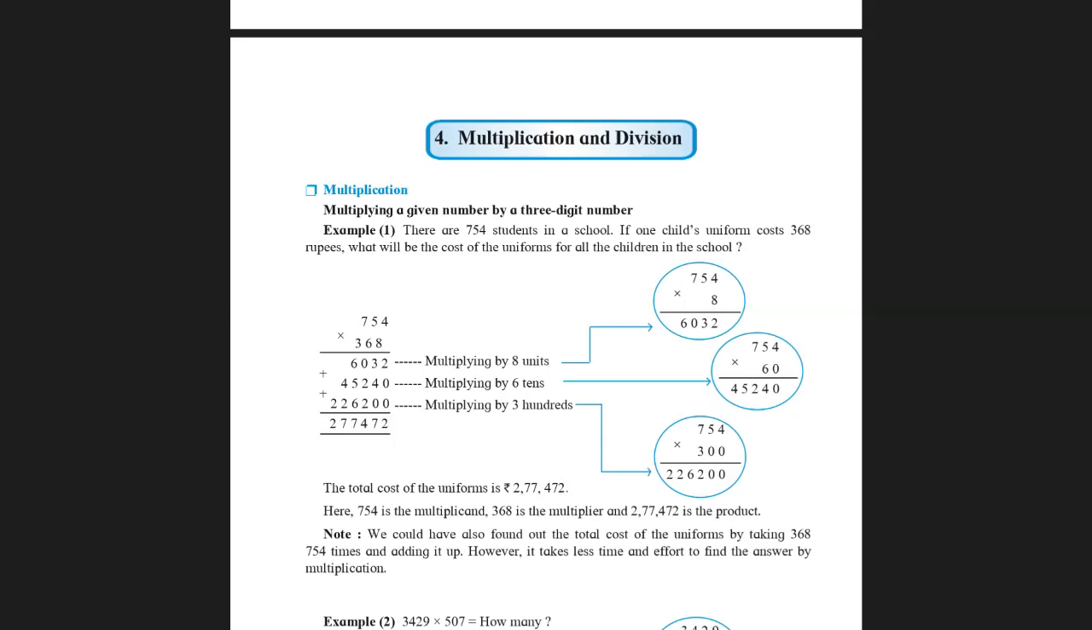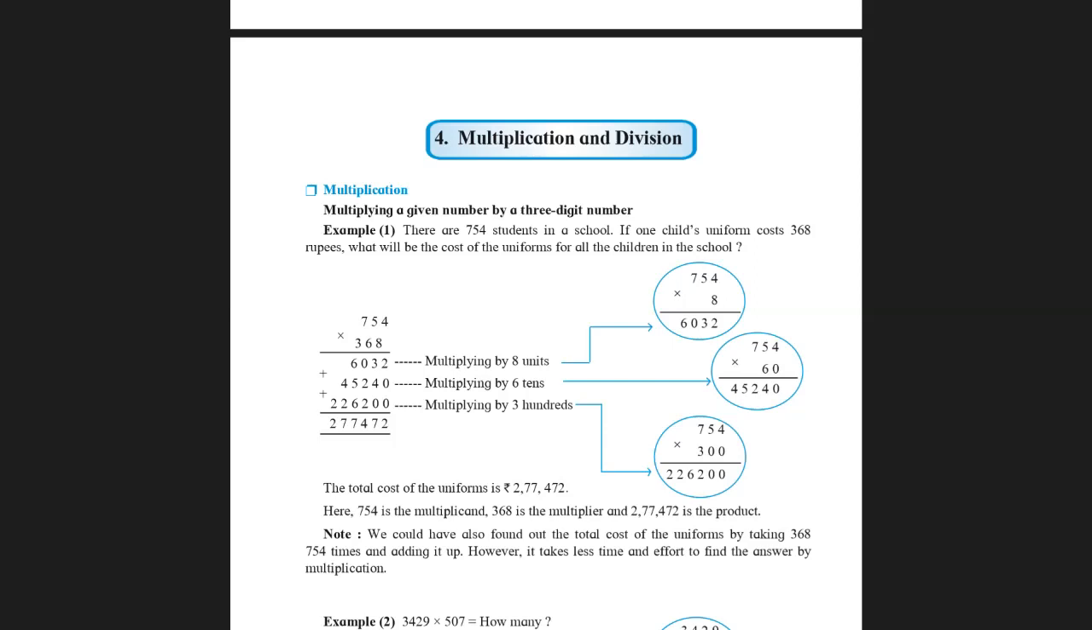what will be the cost of the uniforms for all the children in the school? So you have 754 students and one child's uniform costs 368 rupees. So what will be the total cost for all the uniforms? You will multiply the cost of one child's uniform with the total number of students. So 754 multiplied by 368 should give you the answer. Now how do you multiply a 3-digit number with a 3-digit number? Pay attention, look at your textbook, look at that particular answer that is solved in your textbook.